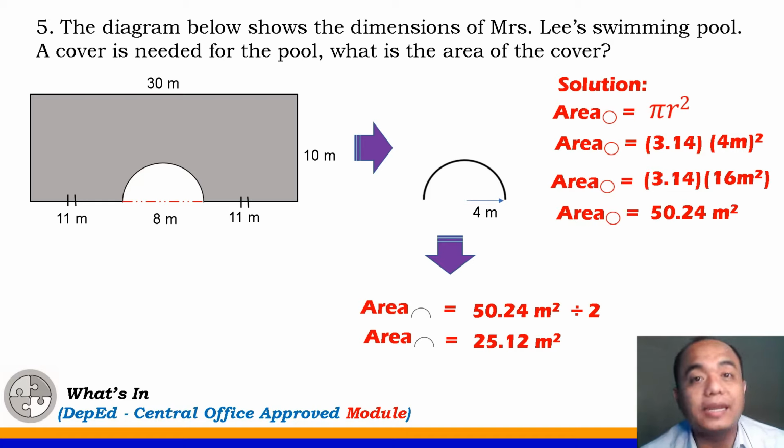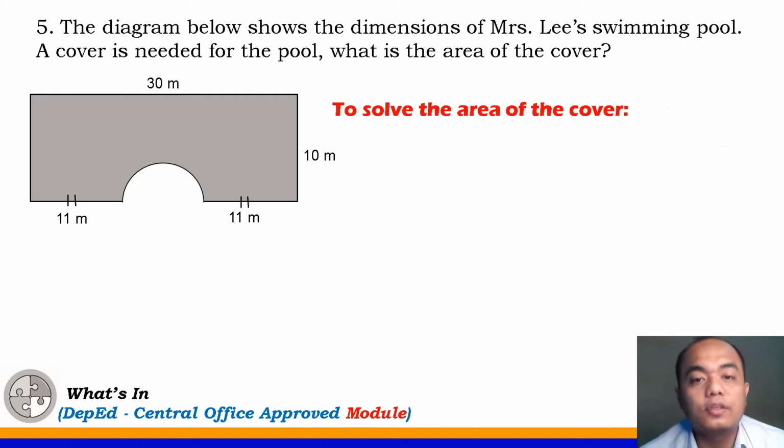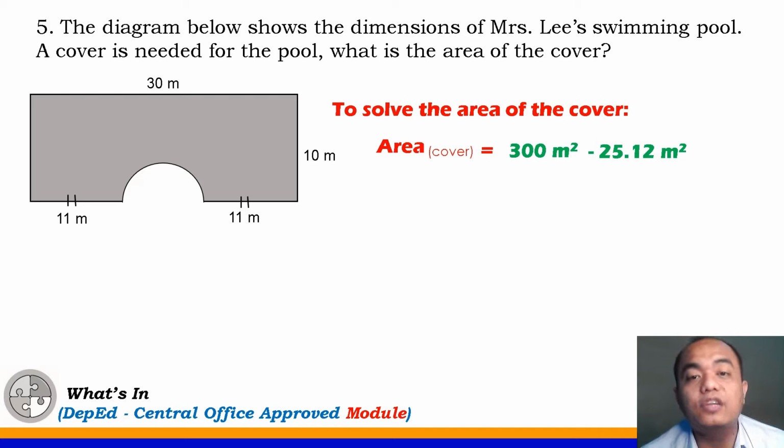Ito yung ima-minus natin, class. Ito yung isasubtract natin sa ating nakuhang area sa rectangle kanina. So, here's how. To solve the area of the cover, we have area of the cover will be 300 square meters minus 25.12 square meters. Yung 300, class, yan yung area ng ating rectangle, and then yung 25.12, yan yung area ng ating semicircle.